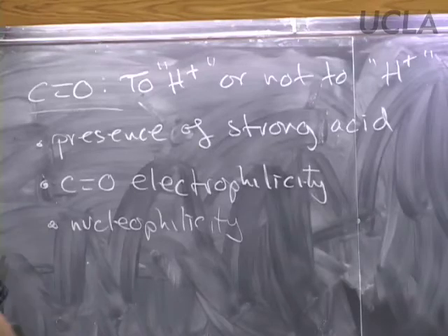Now, in many circumstances, you're going to be kind of on the fence and say, well, I don't know if this carbonyl is electrophilic enough. I don't know if this nucleophile is nucleophilic enough. So really, this is the thing to look for. If there is strong acid present, use it. You won't get a wrong mechanism if you protonate the carbonyl with strong acid before you add the nucleophile.